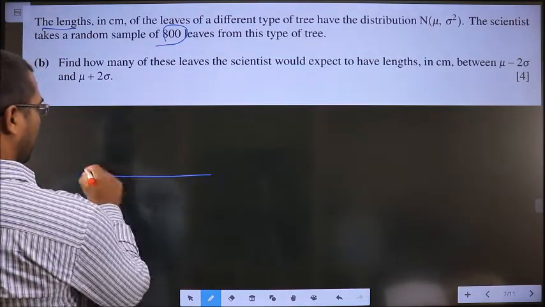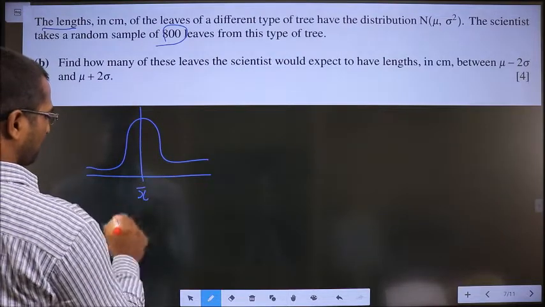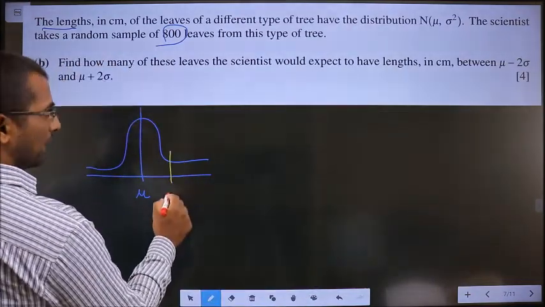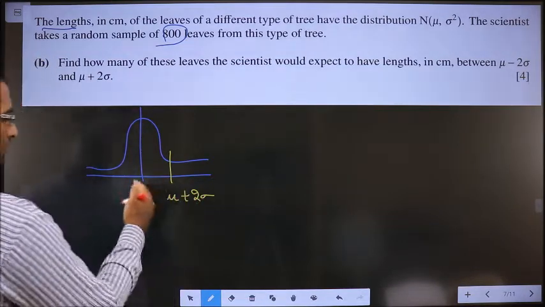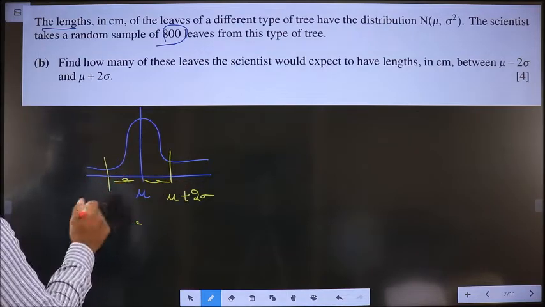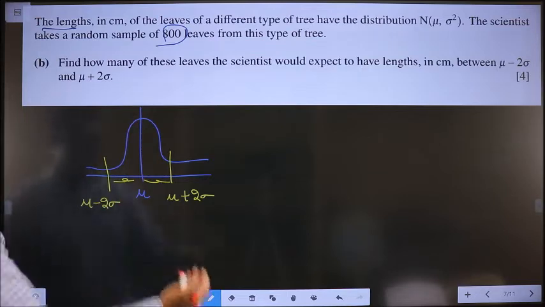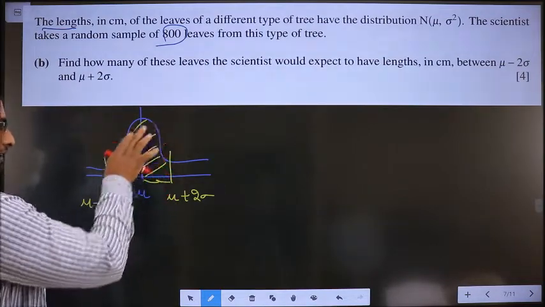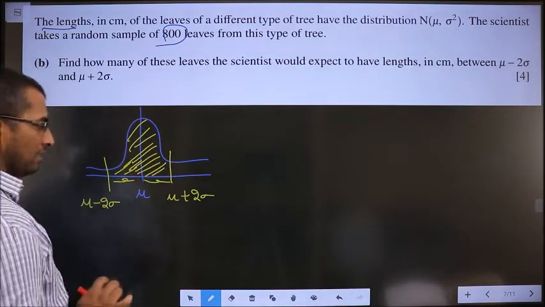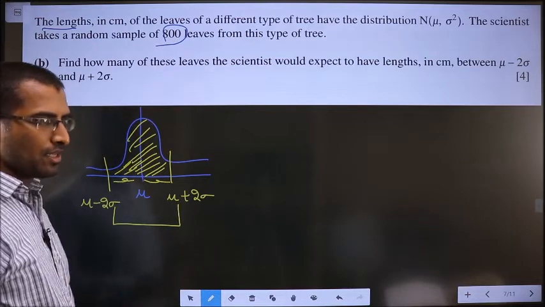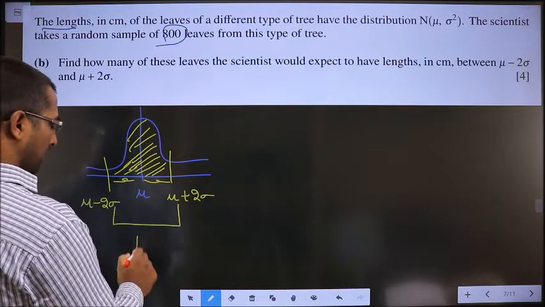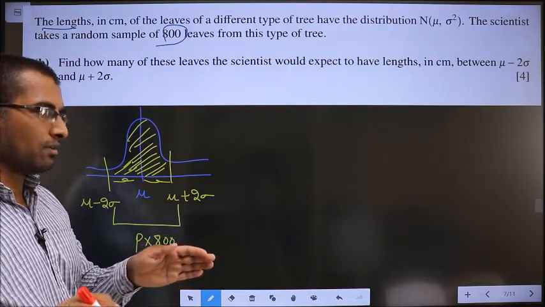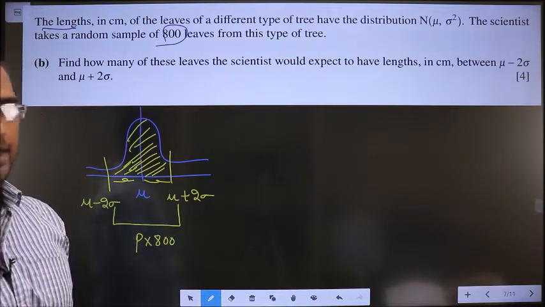In the normal distribution curve, here is the mean, which I represent using mu. This will become mu plus 2 standard deviation on the right side of the mean, and on the left side of the mean this will become mu minus 2 times the standard deviation. He is asking how many of them will lie between these. First, I need to get this area. This area is nothing but the probability for any leaf to lie between these. Once you get the probability, multiply it by 800 to give you the number of leaves lying between mu minus 2 standard deviation and mu plus 2 standard deviation.